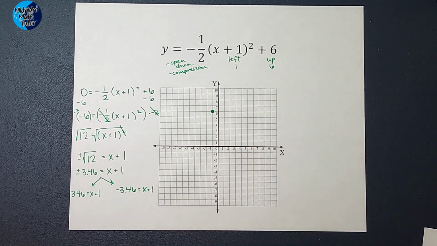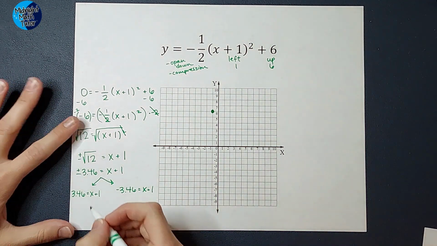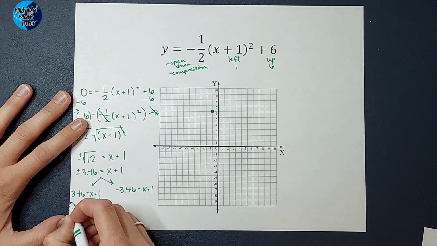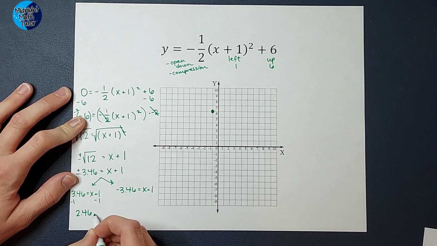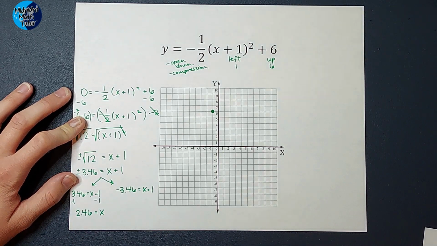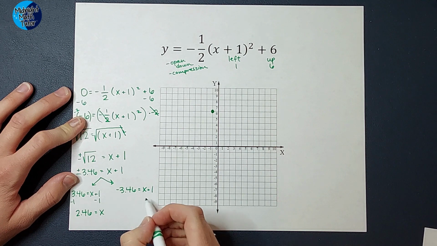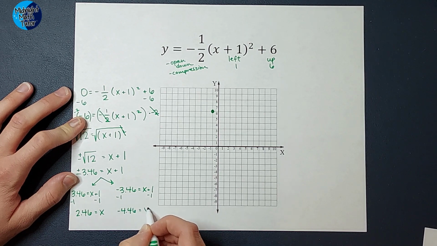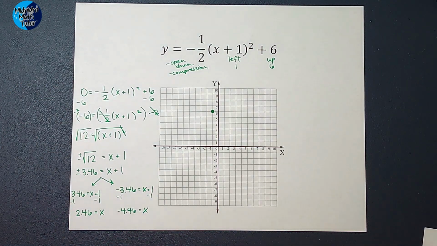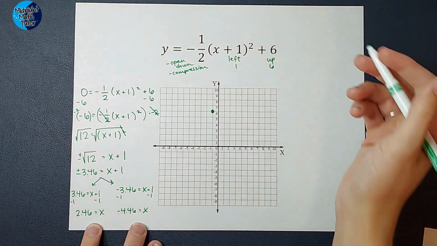Now, there are some problems where you would just want to leave it as a square root for an exact answer. But again, since we're graphing, we're just trying to get a general idea of what this looks like, okay? So I want to get x alone. I'm going to subtract 1 from both sides. So I get 2.46 approximately equals x, okay? And then when I subtract it from this side, I get negative 4.46 approximately equals x. Okay, so those are my points.